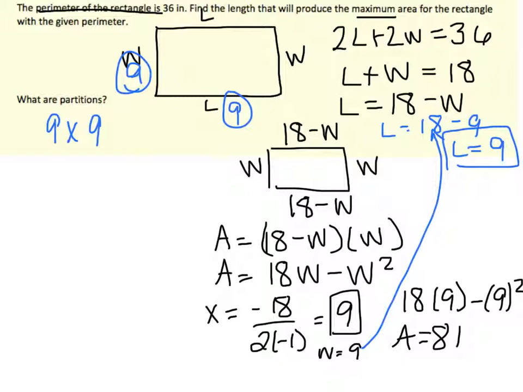So while it said this was a rectangle, it actually came out to be a square if it's got the perimeter of 36. In order for us to produce the maximum area, this is actually going to be a 9 by 9 square.